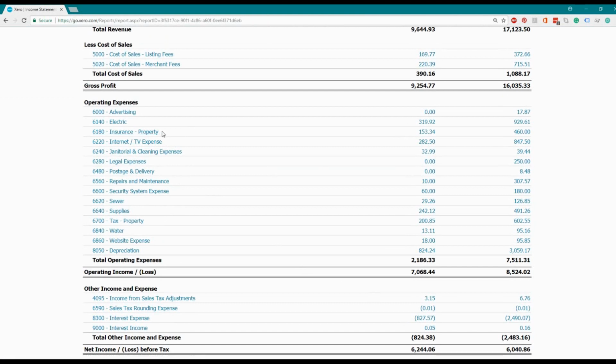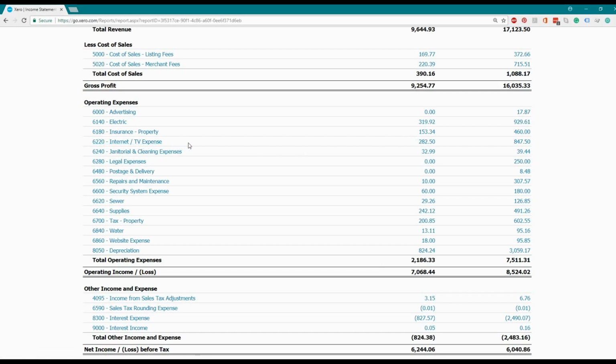So here we have property insurance. On the previous video, I explained how this owner actually paid 6 months of property insurance in January, and then on the accrual method we divide that total up for 6 months because they paid a 6-month insurance premium. So we want to show how much of that insurance premium applies to each month. In this case it is $153.34.